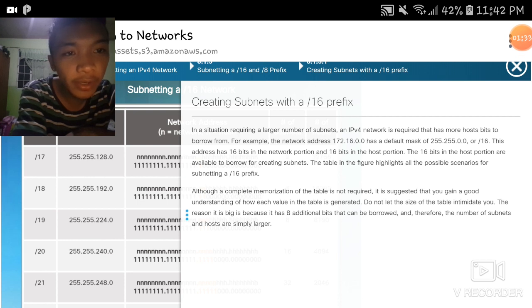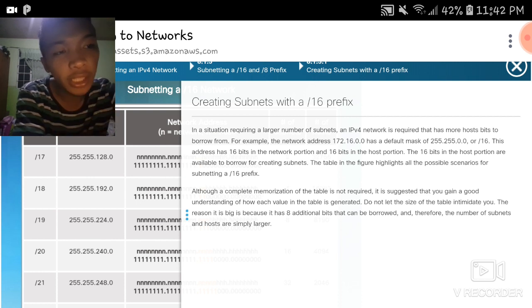In a situation requiring a larger number of subnets, an IPv4 network is required that has more host bits to borrow from. Although a complete memorization of the table is not required, it is suggested that you gain a good understanding of how each value in the table is generated.